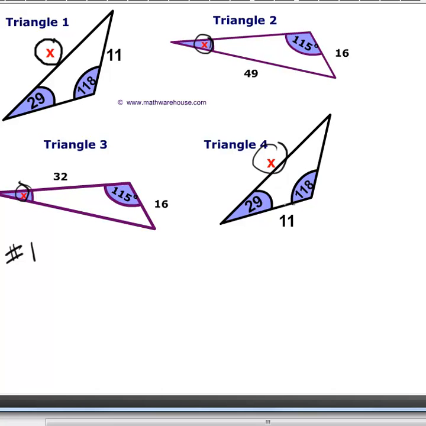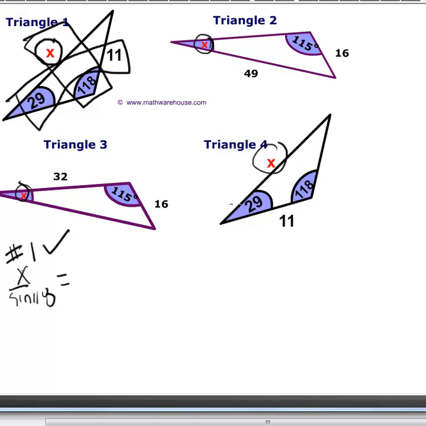Step 1, identify the opposite measurement pair that you know or can know. In this case, 29 and 11. And we are able to get the measure of the angle opposite x. So this is completely doable. You can set up the equation. You can say x over sine of 118 equals 11 over sine of 29, and if you cross multiply, you can finish that up. So this is indeed doable with the law of sines.